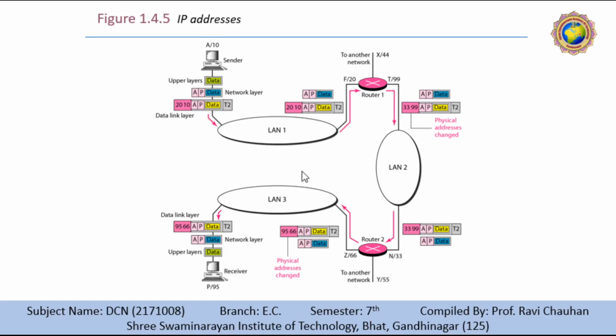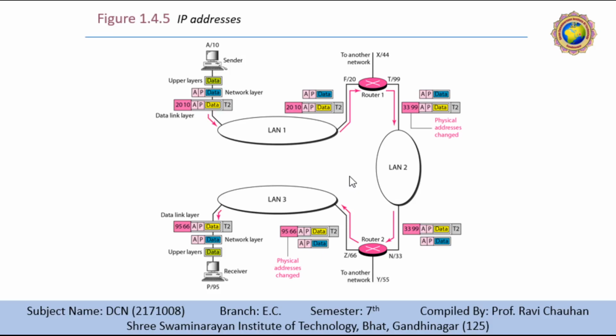Each device, computer or router, has a pair of addresses, logical and physical, for each connection. In this case, each computer is connected to only one link and therefore has only one pair of addresses. Each router, however, is connected to 3 networks. Only 2 are shown in the figure. So each router has 3 pairs of addresses, one for each connection.